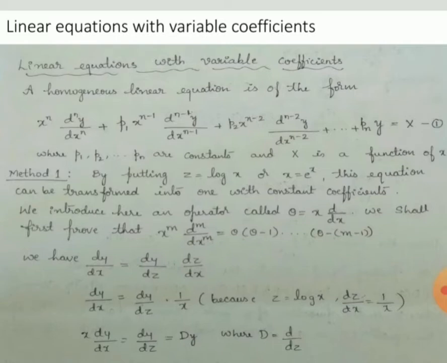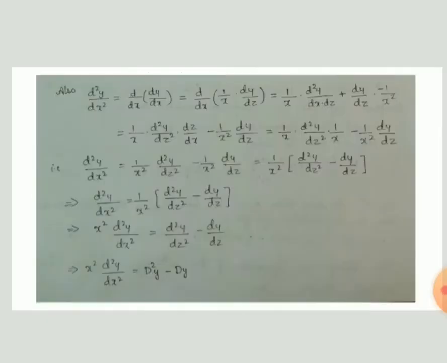Then dy/dx = dy/dz, and I will keep dz/dx as it is. Now what is z? We know that z = log x, so the derivative of log x with respect to x is 1/x. So substitute dz/dx as 1/x. Now bring this x to the LHS. At that time x dy/dx = dy/dz, or otherwise we will denote that as capital D y, where capital D = d/dz.